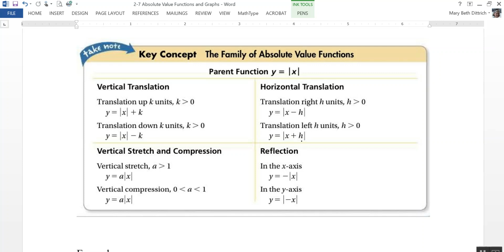Vertical stretch and compression is similar to functions that we saw in the last section. It's going to be a vertical stretch if a is greater than 1, and a vertical compression if a is a value between 0 and 1. And a reflection in the x-axis has a negative outside of the function, and a reflection in the y-axis has a negative inside the function.